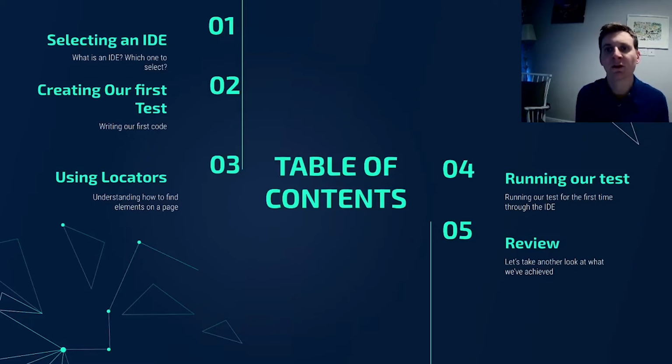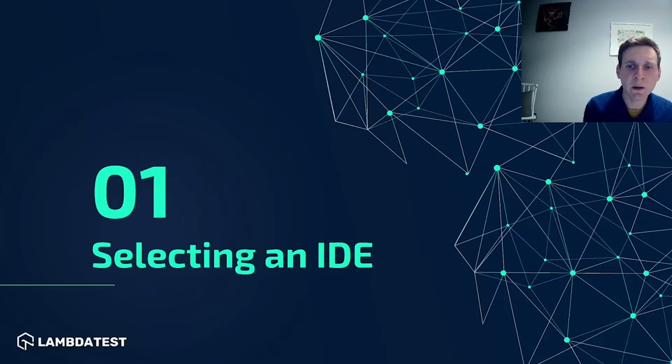First up, we're going to look at selecting an IDE. Then we can begin creating our test line by line to see how it works. During this part, we'll also look at the use of locators to find elements on a page. Once we've completed our test, we will run it locally and analyze the results. And then finally, we'll do a full review of everything we've achieved in this session. So let's begin by selecting an IDE.